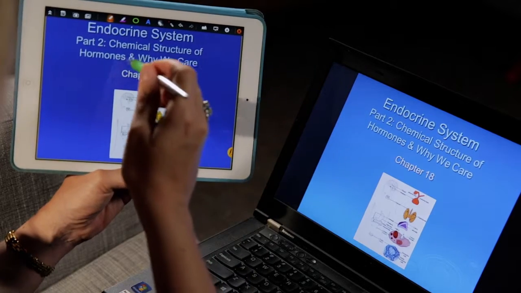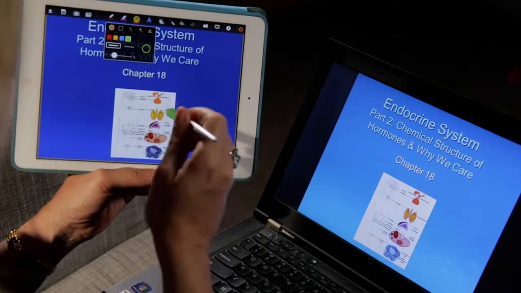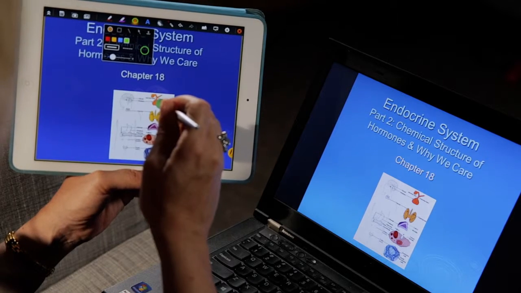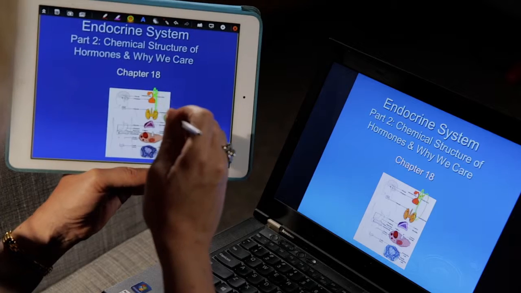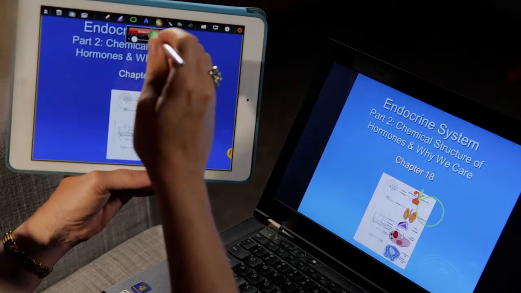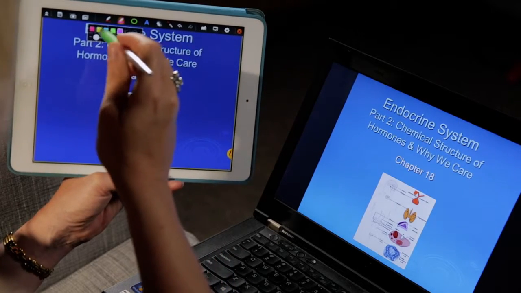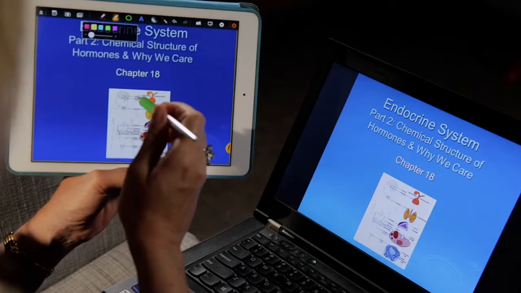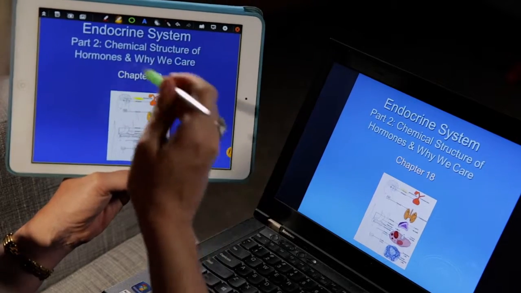You can also use this to put little circles. Just say I wanted to put a circle around something, I can put circles wherever I want to put them. And then we can also make those disappear. You can highlight, you can pick different colors. This one's a highlighter. So if I wanted to highlight certain text, like say that this is the pineal gland, I can just highlight that on there.